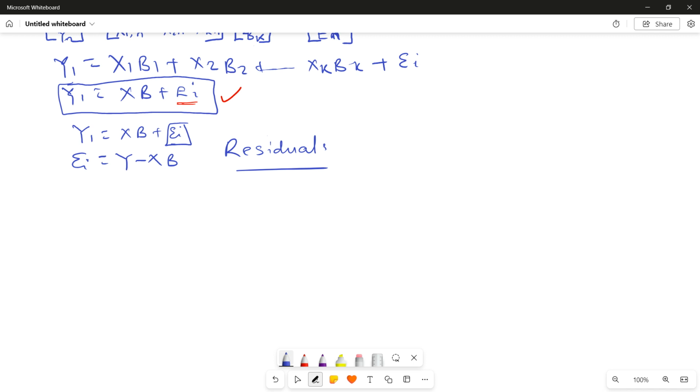So now, how do we use the matrix method to deal with these residuals? We are going to define a function L, where this L is a function of the residuals. We are going to have e transpose multiplied by e, where e is the error term.